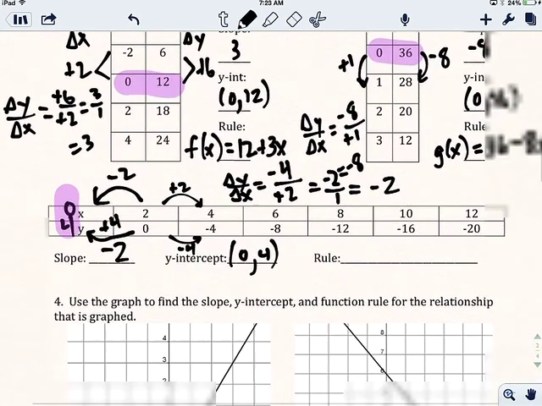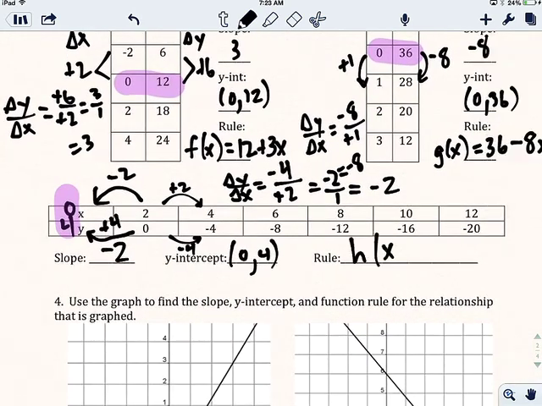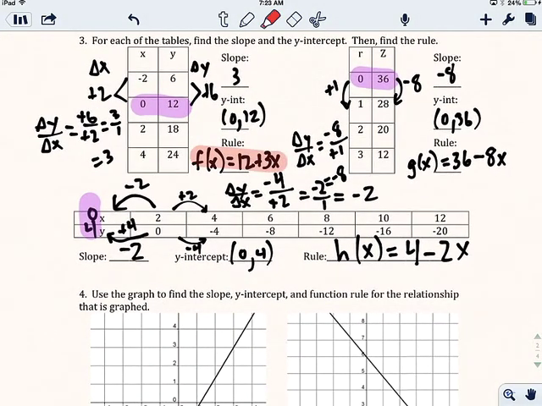Now I can write the rule. H of x equals the constant 4 minus 2x. I'm going to go ahead and highlight my answers here because I'm going to use this as a key in a little bit, for those who want to just check their work, to make it a little bit easier on them. Okay.